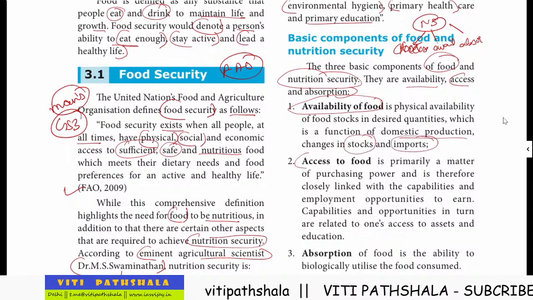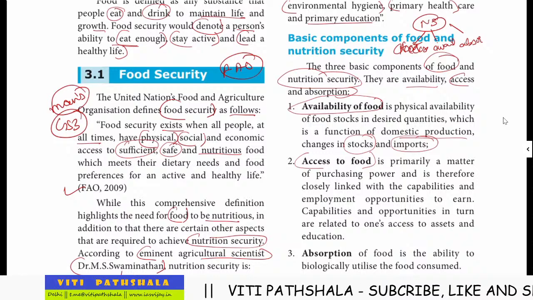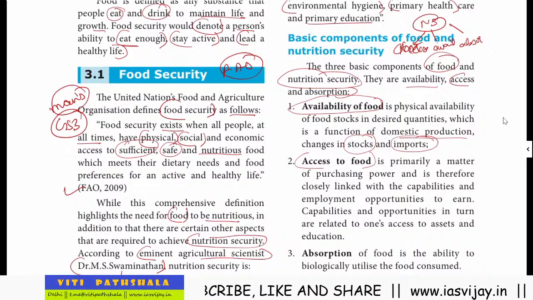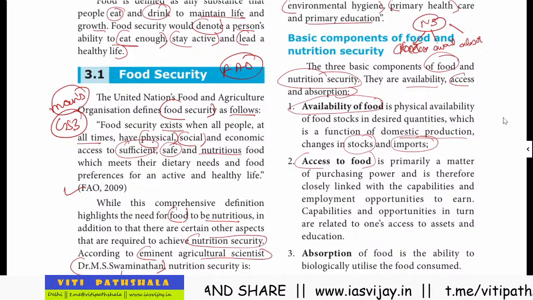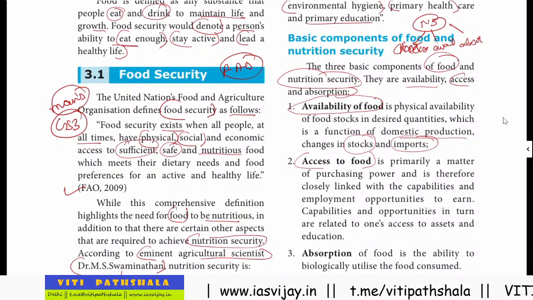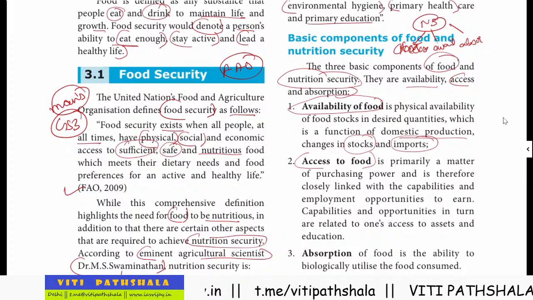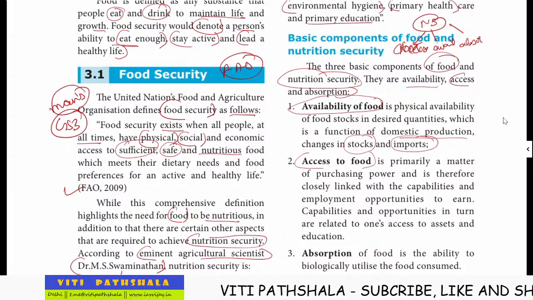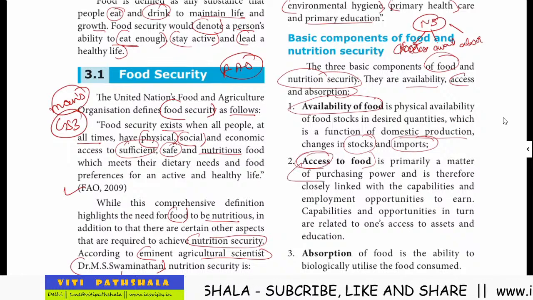Now, the other thing is the access to food. Now, one is the availability of food. Is the food available or not? The other, are you having the access to the food? It is primarily a matter of your purchasing power. So access is regarding your purchasing power.